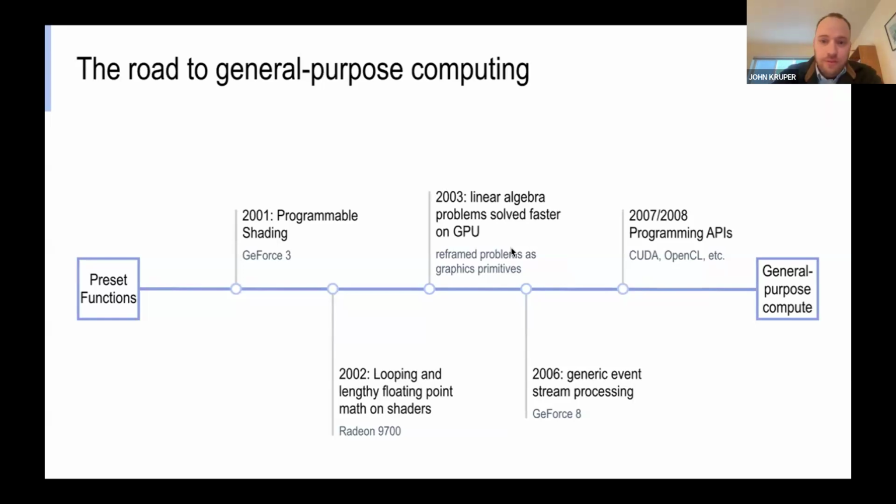And then through to 2003, a group actually went and reframed linear algebra problems into graphics primitives, which is really interesting. And what that allowed them to do is use this GPU to then solve linear algebra problems faster than on the CPU. And then after that, in 2006 through 2008, there was a series of developments to try and make GPUs just more generally useful. And now, whenever you want to do any task in parallel, the GPU can be used for general purpose computing.